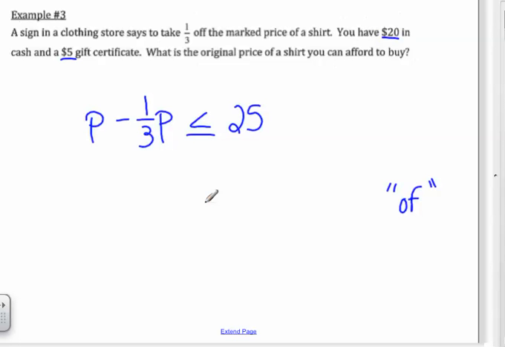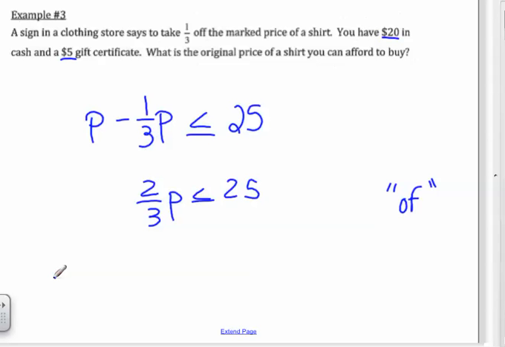I'm going to put those two things together, and I don't even really need to do anything. I can do that in my head. If I take away 1/3 of P, that leaves me 2/3 of P. Do you agree? And that has to be less than or equal to 25. How do I get rid of that fraction that's in front of the variable?